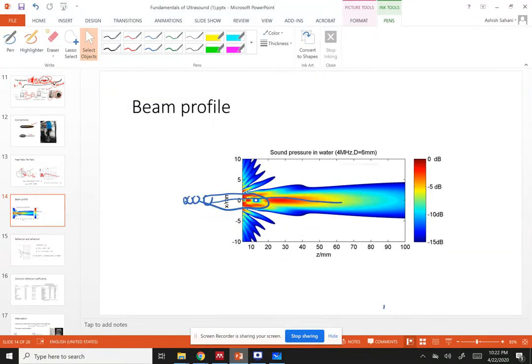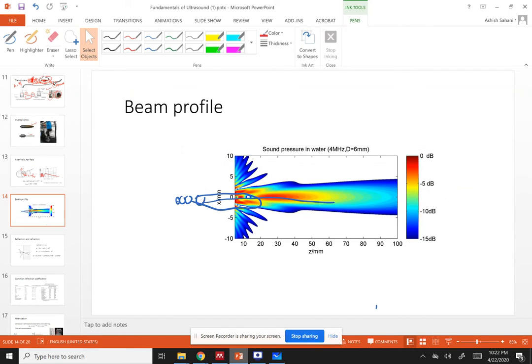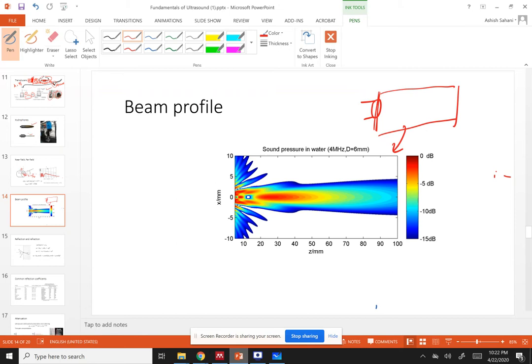This is a two-dimensional plot of the sound pressure wave. Actually the sound pressure is a three-dimensional structure. If this is the transducer, its sound field or sound intensity field will be a three-dimensional plot. If we take one plane from the center of that three-dimensional plot, then that looks like this.